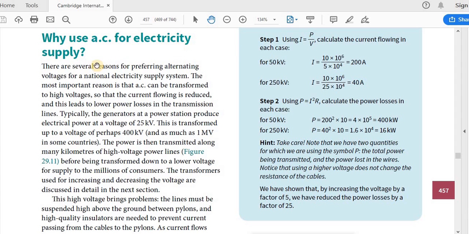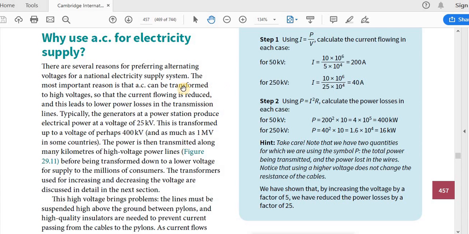Alright, so why use AC for electricity supply? There are several reasons for preferring alternating voltages for a national electricity supply system. First one, most important reason is that AC can be transformed to high voltages. So you can note those points down, or maybe even number these. Most important one is that AC can be transformed to high voltages so that the current flowing is reduced.